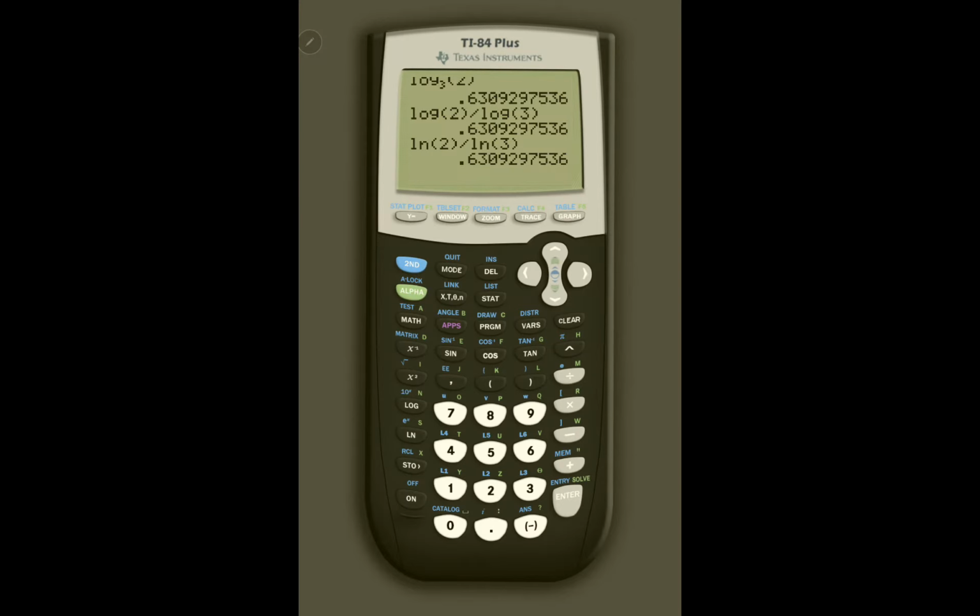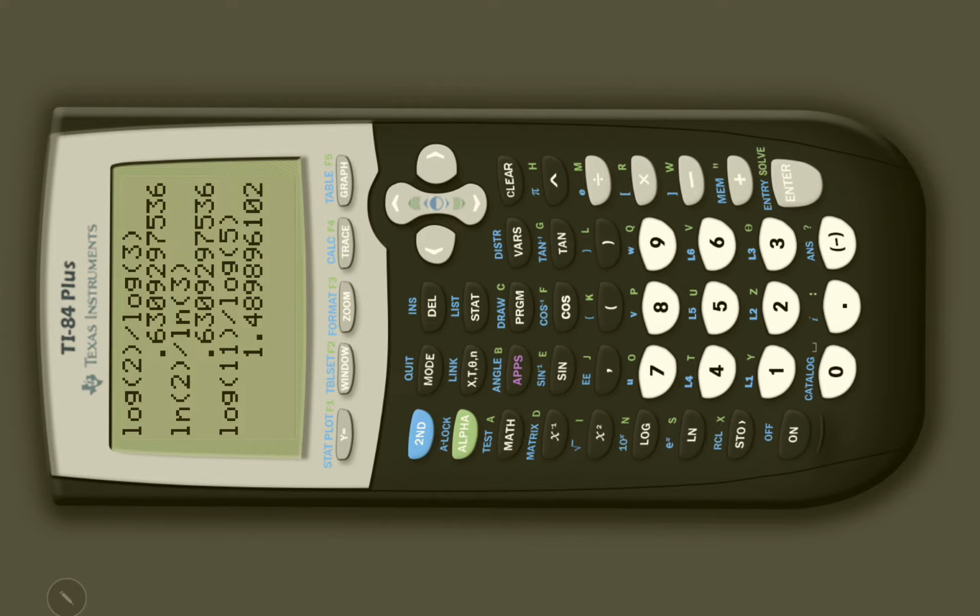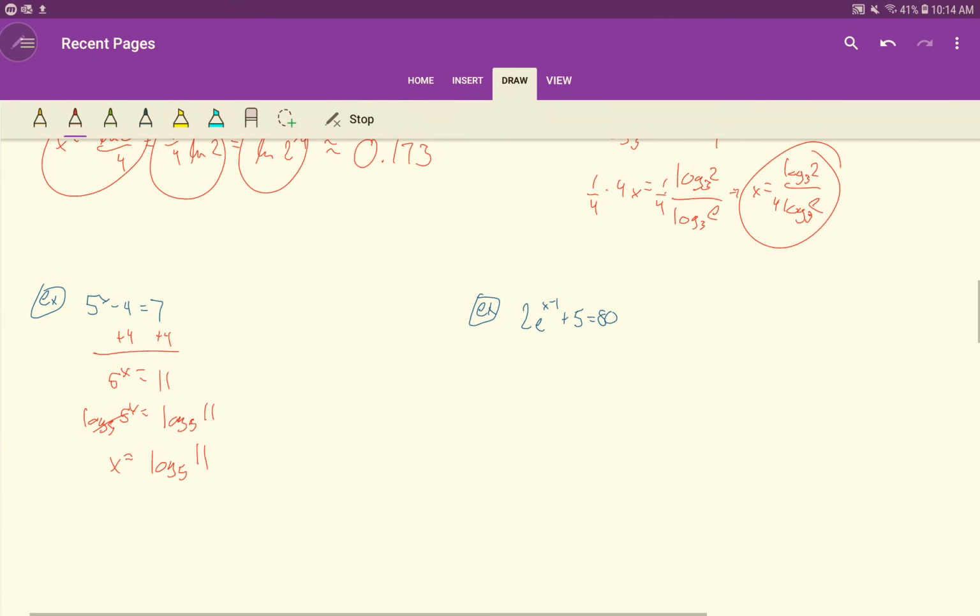I'll do it like I have a calculator that doesn't have that log base command. So log 11 divided by log 5. Again, it's log of the big number divided by log of the base. And we get 1.489, which rounds to 1.490. And there's our answer. Again, I want the precise and the decimal. You should be able to give me both. It's going to be super important for those of you moving on to calculus that you can get precise answers and decimal answers like that.